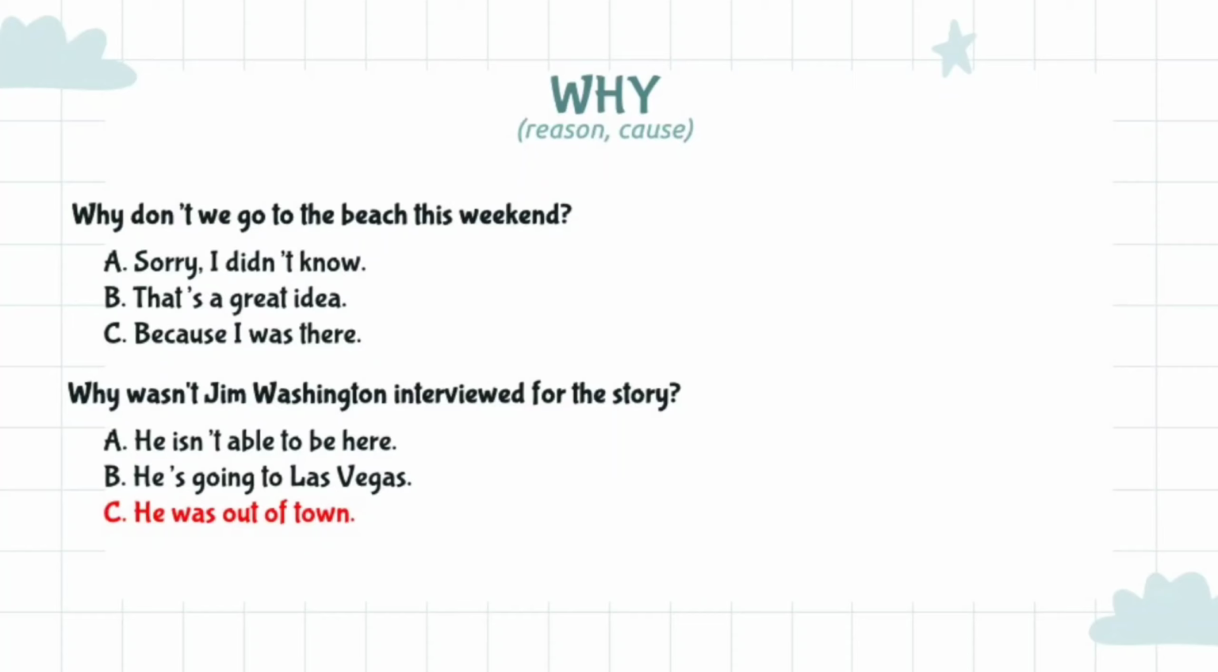Option A says that he isn't able. It indicates the present tense, while the question indicates the past tense, so we cannot use option A. While option B, he is going to Las Vegas, is using is going to, so it indicates the planning or future tense. So the best response for this question is C. He was out of town. That also indicates the past event.